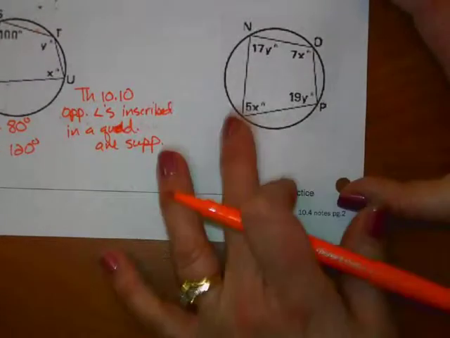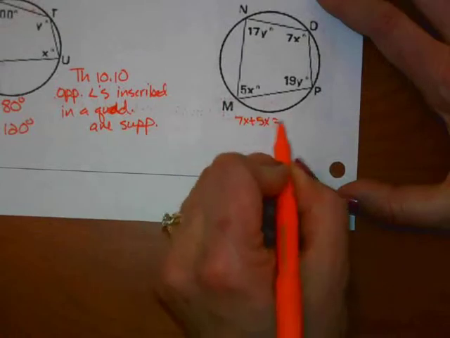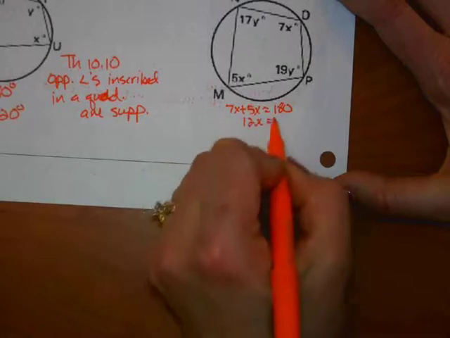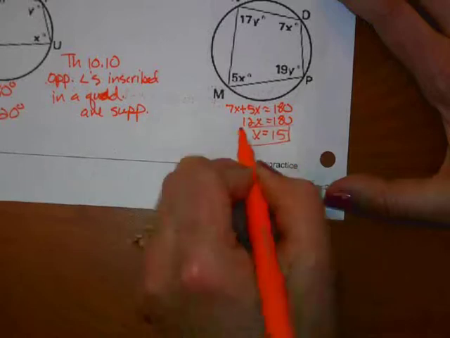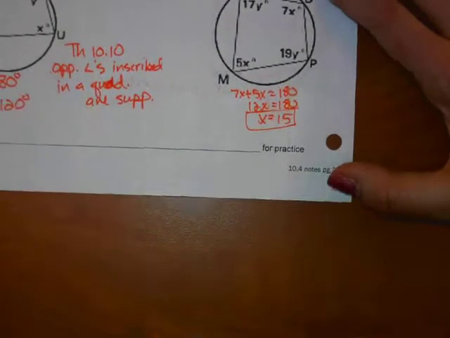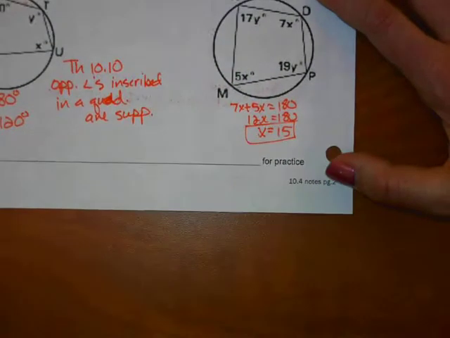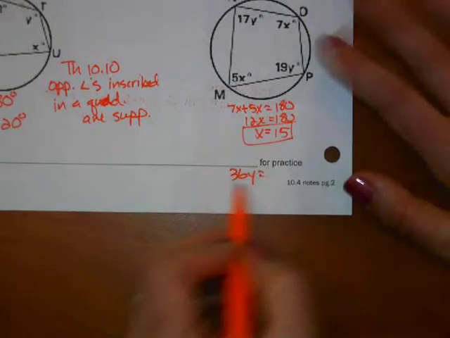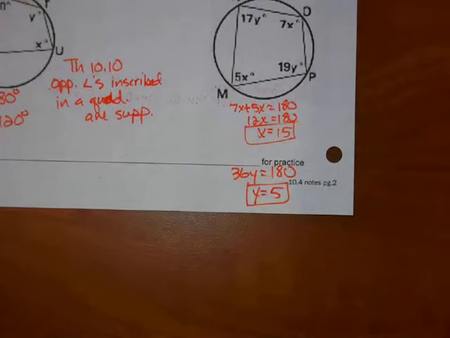So here is the same thing. Opposite angles add to 180, so we could just say 7x plus 5x equals 180. 12x equals 180. X is equal to 15. And then you could just do the y's. 17 plus 19, what does that equal? 36 equals 180, and y equals 5. Cool? All right.